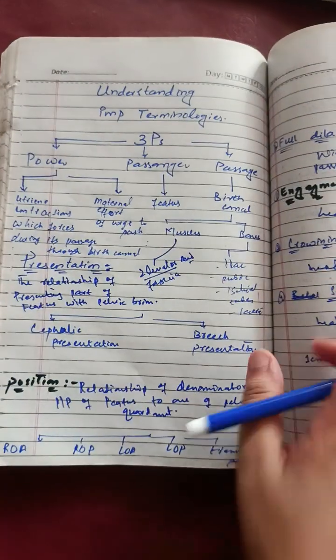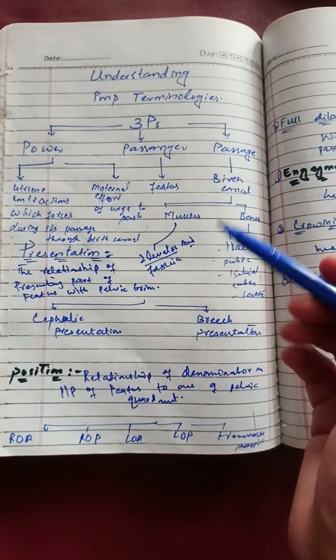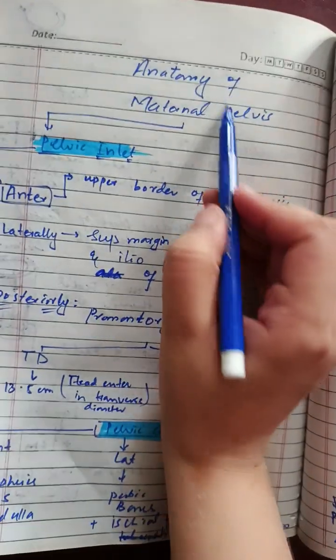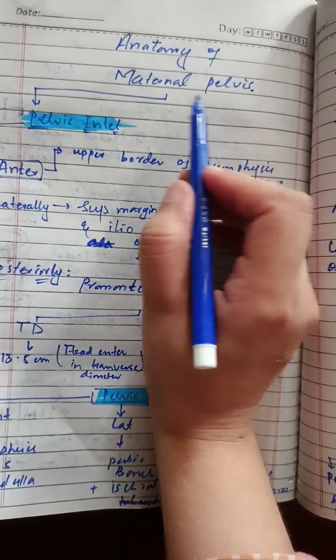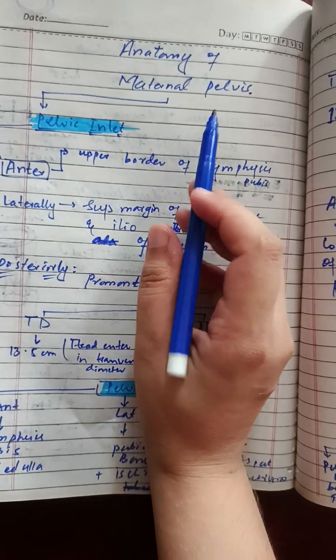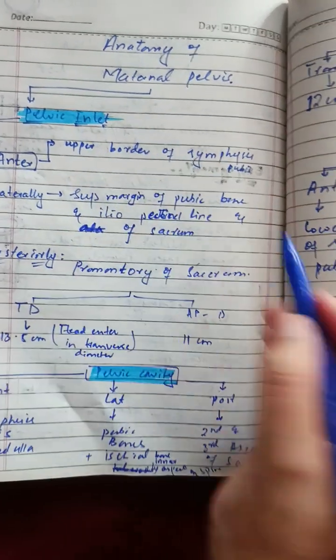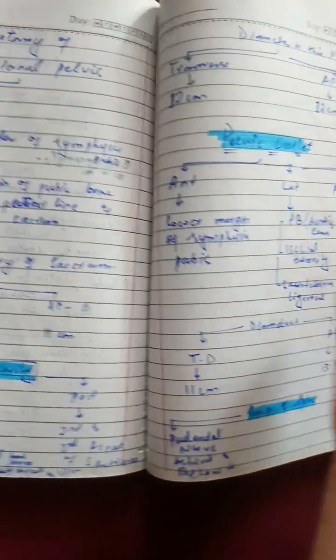As we have discussed the terminologies related to labor, namely presentation, position, engagement, full dilatation, crowning, and station, now we are going to discuss the anatomy of the maternal pelvis. The maternal pelvis basically consists of three parts: the pelvic inlet, the pelvic cavity, and the pelvic outlet.